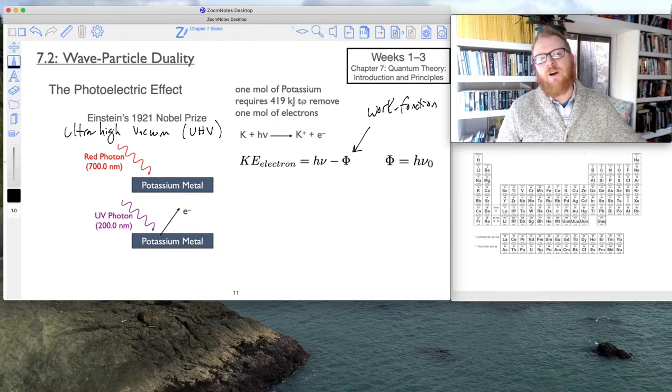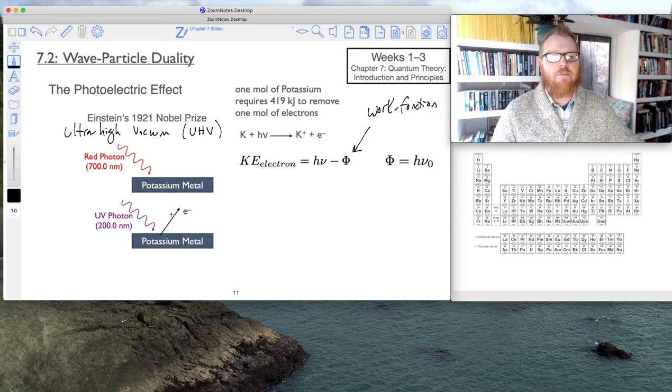So it requires 419 kilojoules to remove 1 mole of electrons from potassium, given as this chemical reaction, right? Potassium plus photon makes potassium ion plus electron, okay? So 700 nanometer light is not energetic enough to do it. 200 nanometer light, on the other hand, is, okay?